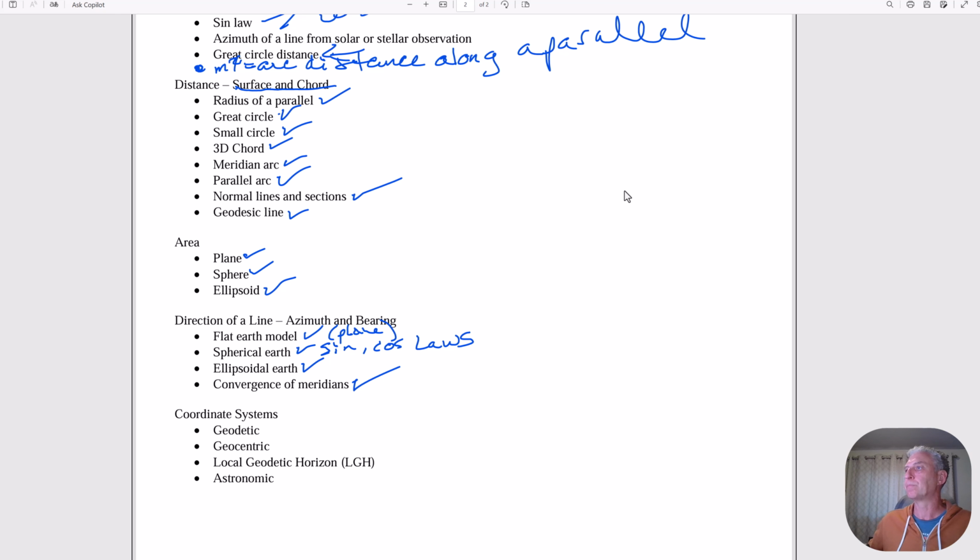And then lastly, understand the difference between the different coordinate systems we've talked about this term. We've talked about the geodetic coordinate system, the geocentric coordinate system. I keep crossing out my words, so I'm trying to underline them. Local geodetic horizon, that's the ENU. Astronomic. And know the definitions and what mathematical models go with each of those.